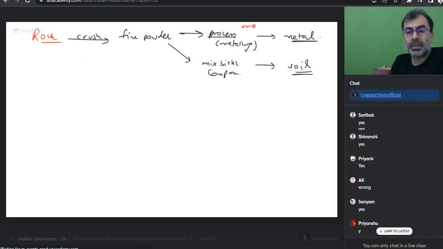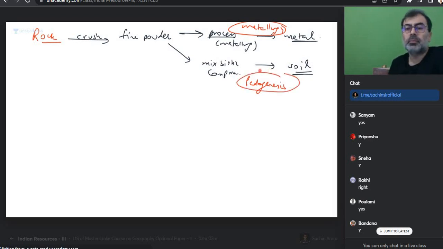This process is called metallurgy. I can extract minerals, and this process is called pedogenesis. Yes. This happens in the Tata Steel plant at Jamshedpur. This happens where? I don't know. Is my understanding correct or not?